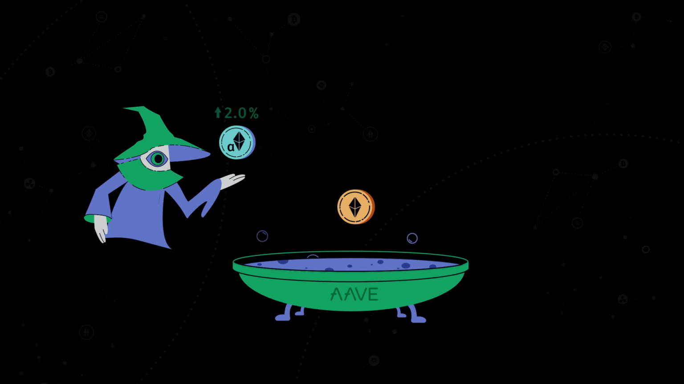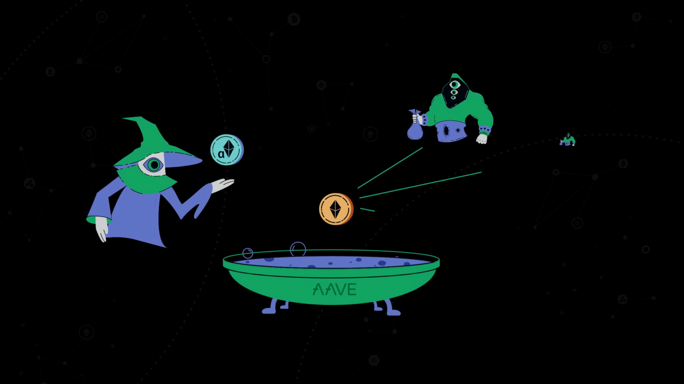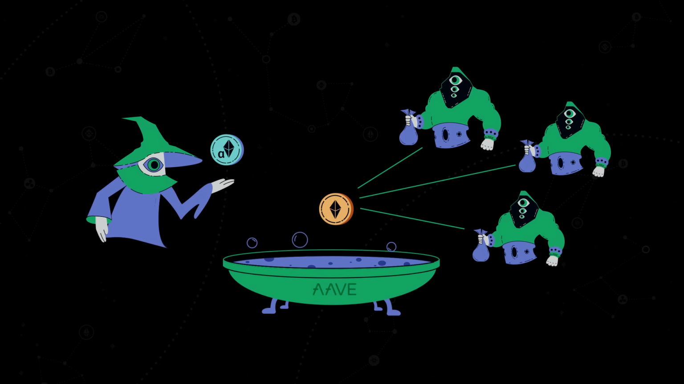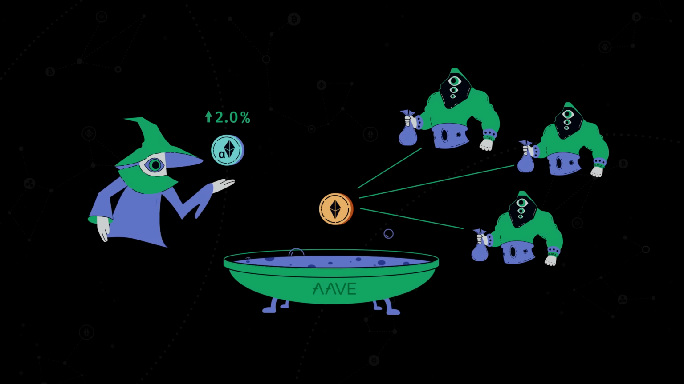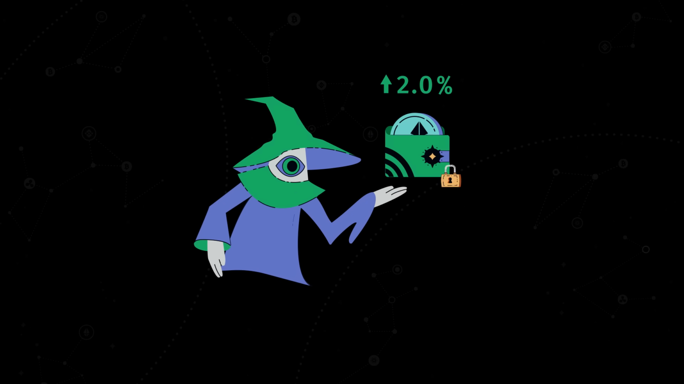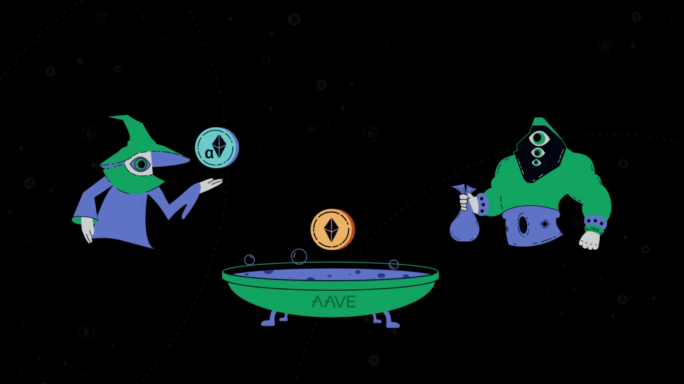What does Alice's interest depend on? The more her Ether is used by other people for borrowing, the more profit Alice will get. Alice's aTokens are stored in her wallet and are not locked up anywhere, so she can freely use them as liquidity. Bob wants to borrow ETH. On Aave, he can borrow the ETH Alice supplied directly from her, without any intermediaries.